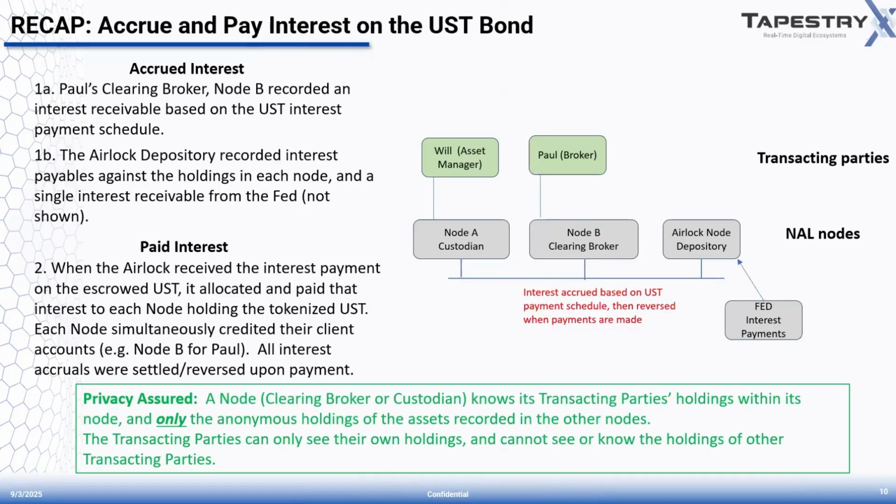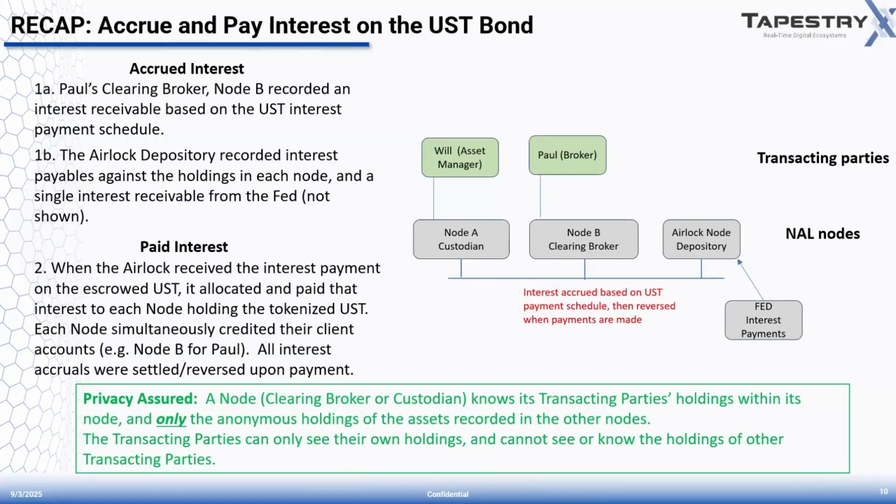As far as the paid interest, when the airlock received the interest payment on the escrowed US Treasury, it allocated and paid the interest to each node holding a tokenized US Treasury. Each node simultaneously credited their clients' accounts, node B for Paul, for all interest accruals, and the interest accrual was reversed at the same time. So privacy here is assured.